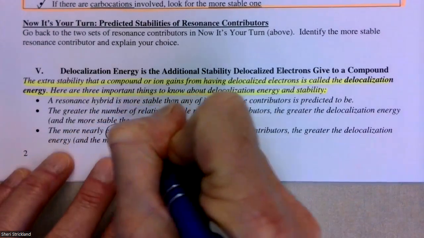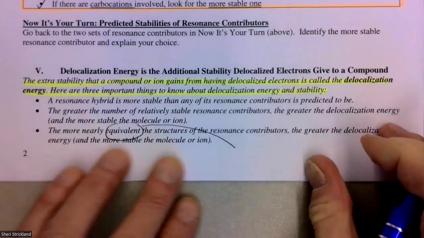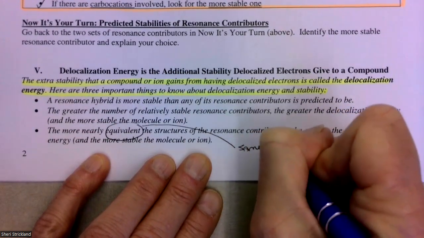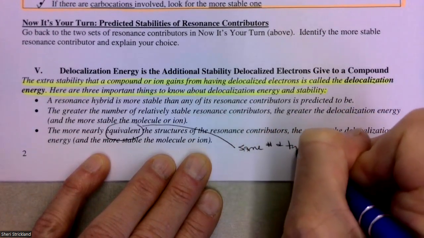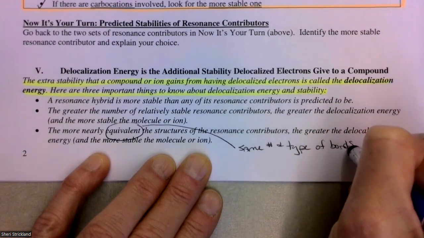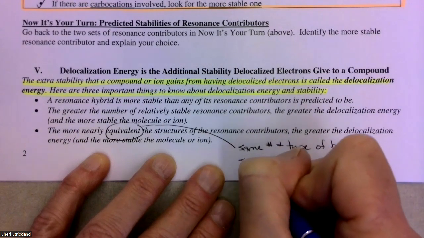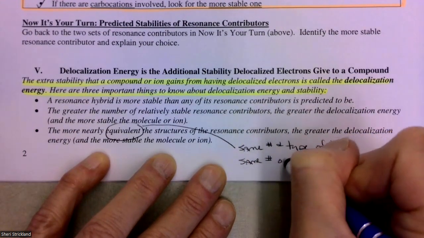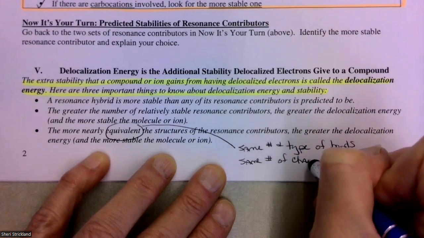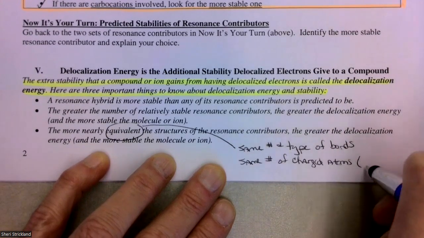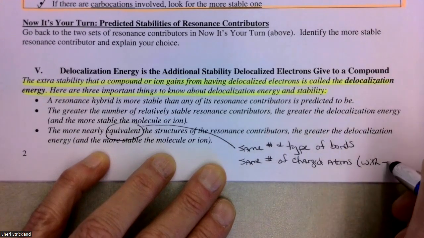And so this term equivalent means that they would have the same number and type of bonds and the same number of charged atoms with the same charges.